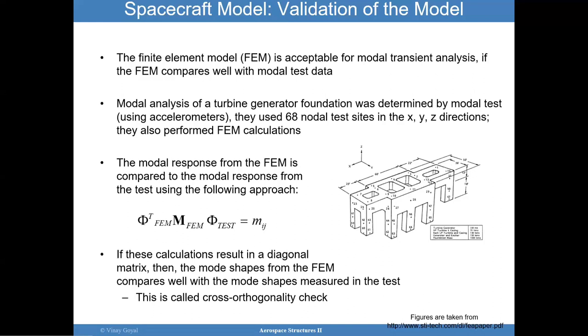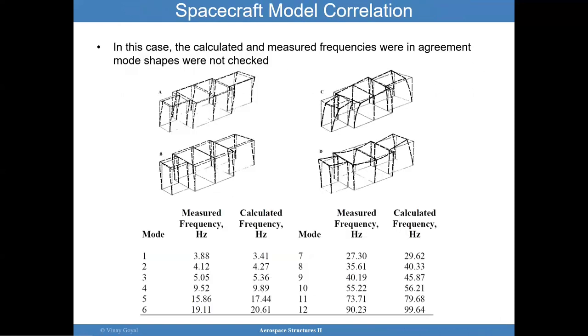However, it's unlikely that this multiplication will give me diagonal terms only. That's because there's always going to be some amount of error between the model and the test, and the geometry. Even if you had perfect geometry, the as-built condition of the panels and everything else, the clearances, and the stacking of the tolerances can be sufficient to still cause a difference between the analysis and the test. In this case, the calculated and measured frequencies were in agreement. The mode shapes were not really checked. But you can see here the measured frequencies and the calculated frequencies, and here some of the mode shapes. In general, you have good agreement between the analysis and the test.